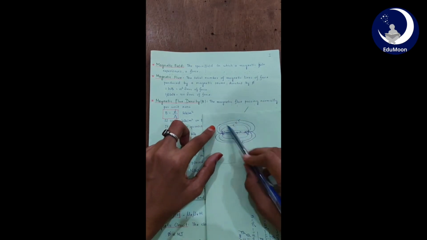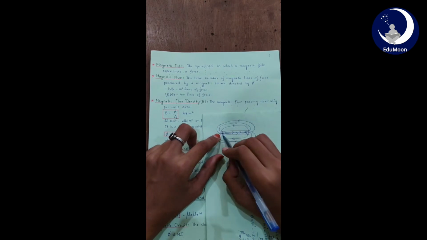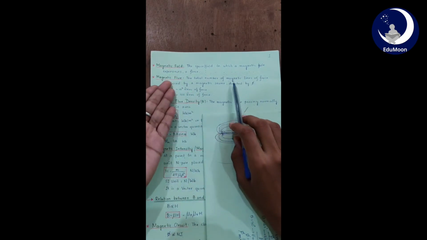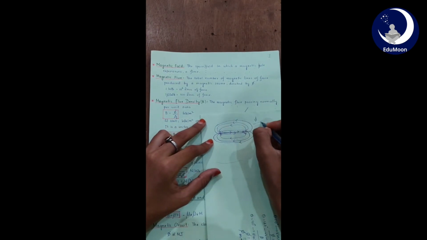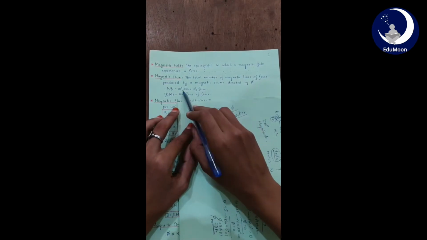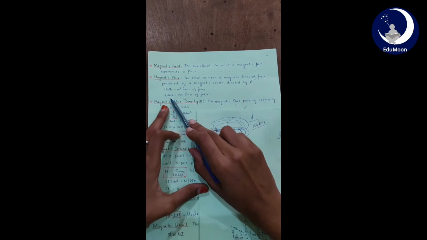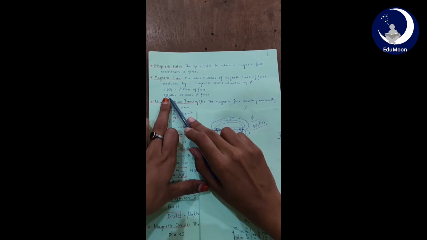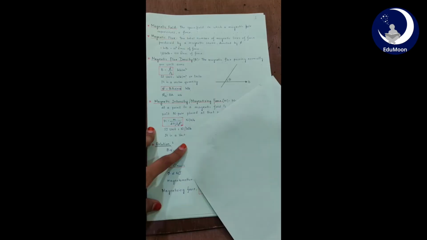So the total number of magnetic lines of force produced by a magnetic source is magnetic flux, which we denote by phi. The unit for magnetic flux is Weber. 1 Weber equals 10 to the power of 8 lines of force, and 1 microweber, which is micro, 10 power minus 6, is 100 lines of force.